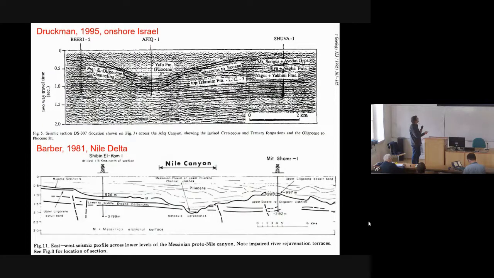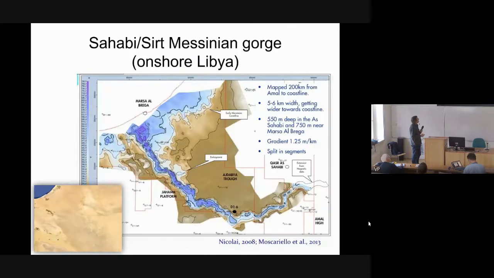That was first seen in the Nile Delta. These are very old papers that were the first to turn on this light about the incision in response to sea level drawdown. But let me show you, this is more recent.